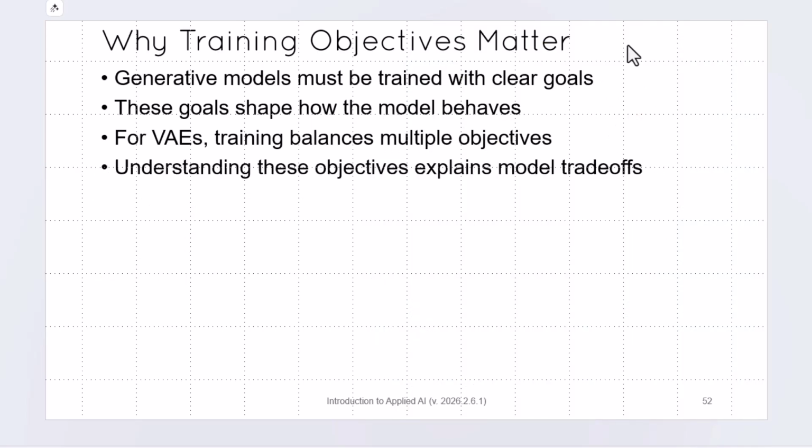Why do training objectives matter? Well, generative models must be trained with clear goals. These goals shape how the model behaves. For VAEs in particular, training balances multiple objectives. Understanding these objectives explains the model trade-offs.